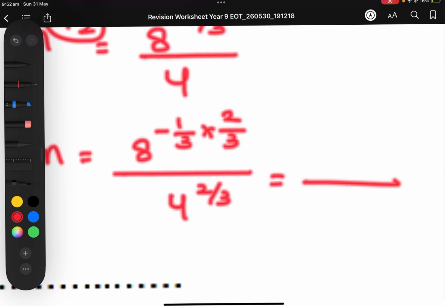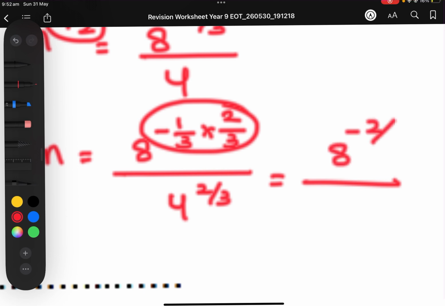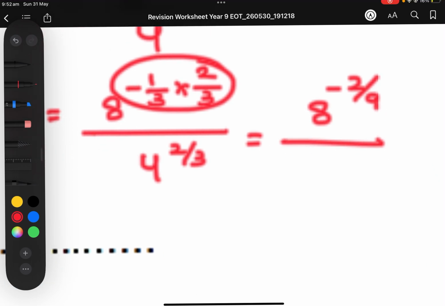Okay. Then simplify this in the calculator. It becomes minus 2 over 3. 8 to the power minus 2 over 3, how much does it become? 2 over 9, sorry, yes. Okay. And this remains as 2 over 3.